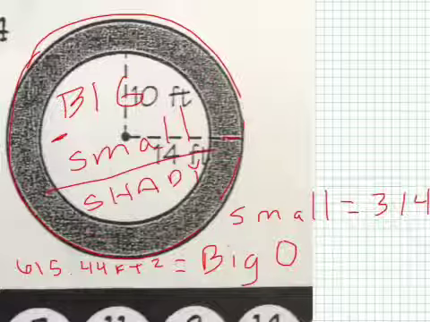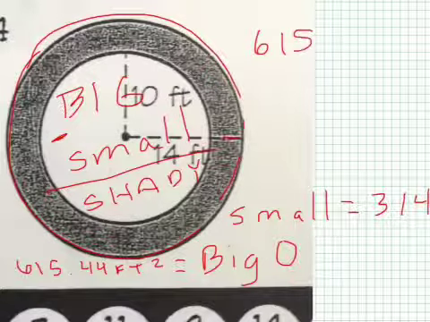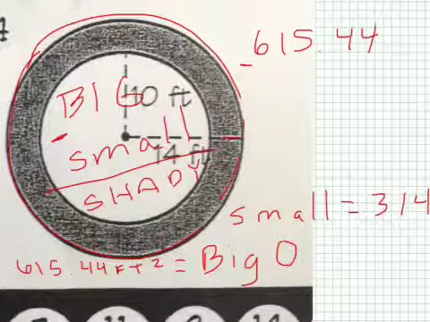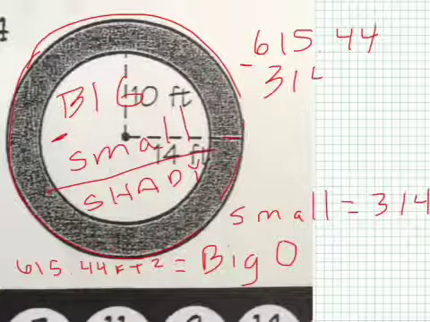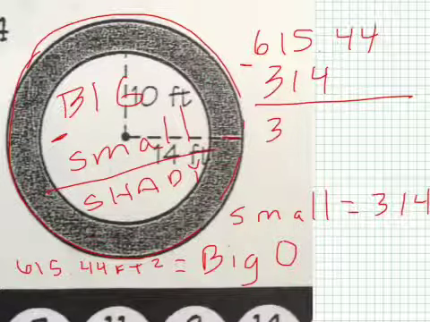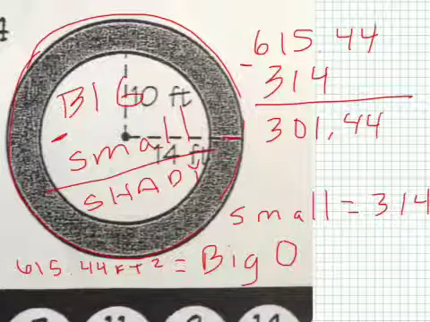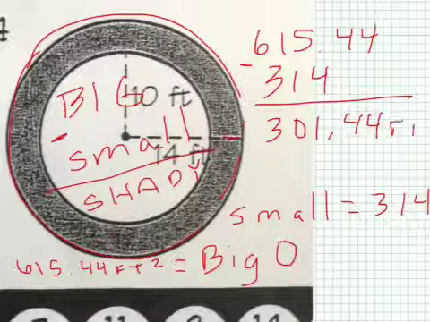The big circle was 615.44. And we are going to subtract 314. And you should end up with 301.44 feet squared. Alright, and that's it.